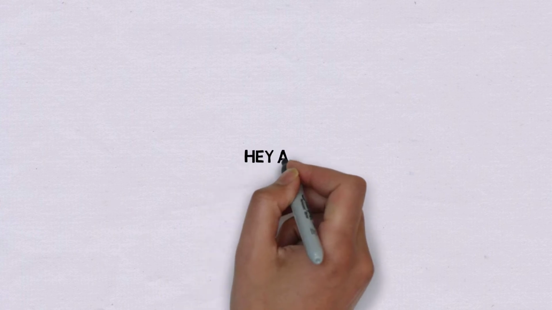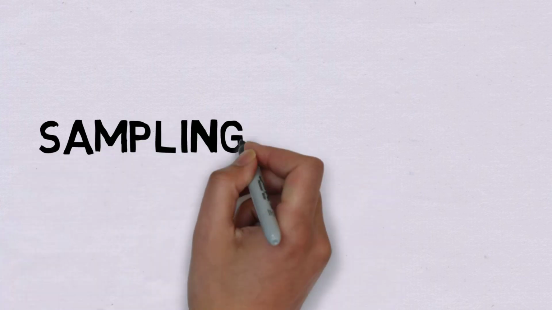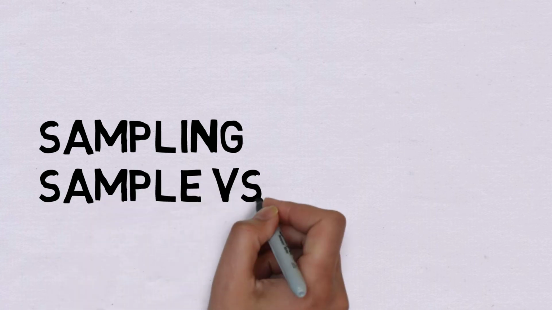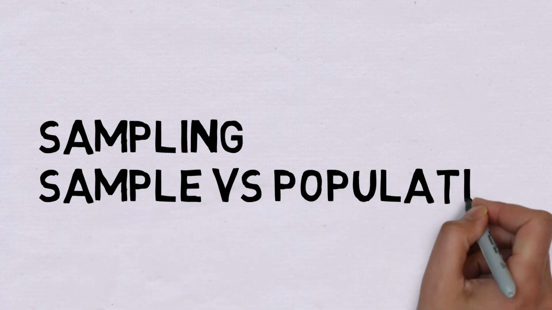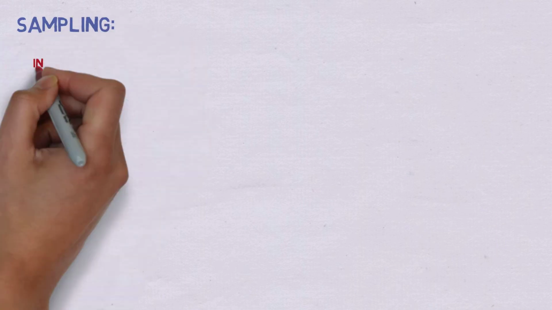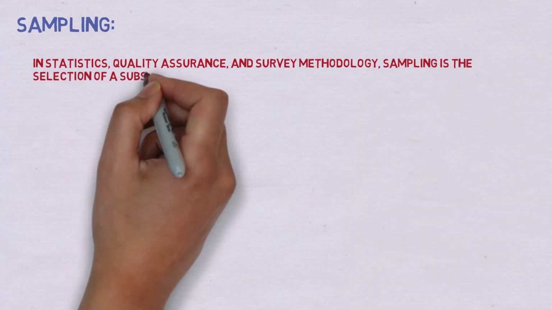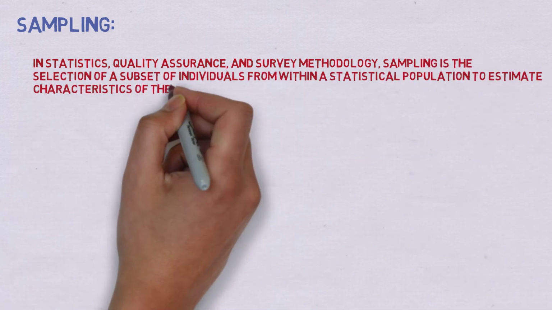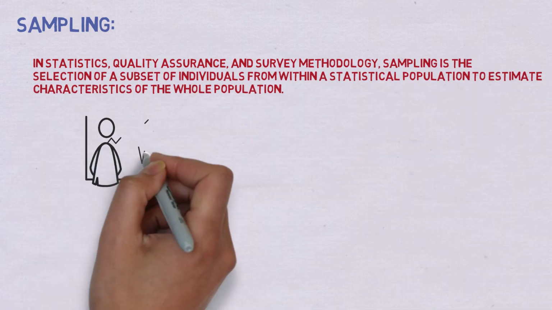Hey all, in this video we are going to see about sampling and the difference between a sample and a population. Firstly, let's see what sampling means. In general, in statistics, quality assurance and survey methodologies, sampling is a selection of a subset of individuals from within a statistical population to estimate characteristics of the whole population.